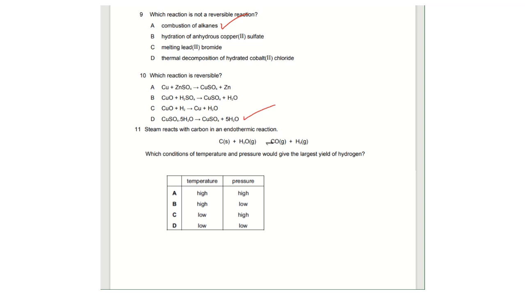Which condition of temperature and pressure would give the largest yield of hydrogen? As the reaction is endothermic, high temperature. Pressure will not affect. Why? Both sides have an equal number of moles, so pressure will not affect. But for the largest yield of hydrogen, we need high temperature and low pressure.